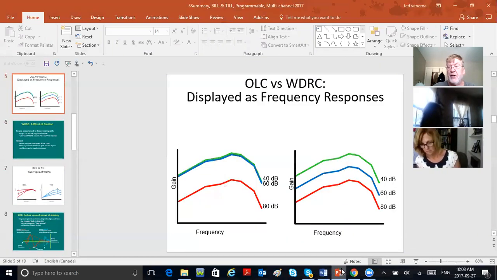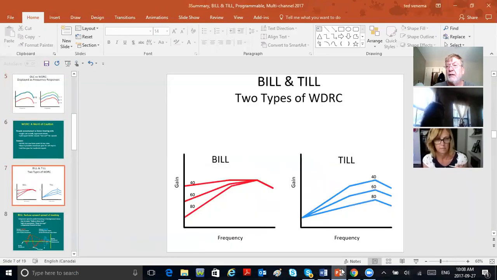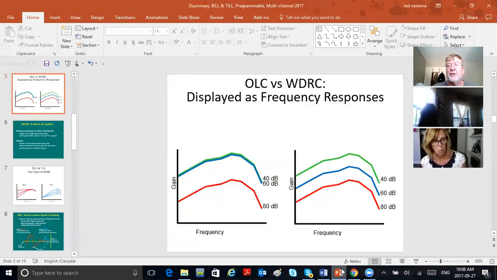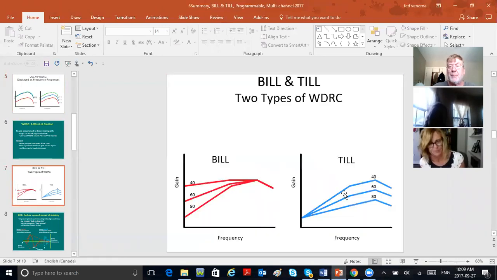And compare figure 5-10 to figure 5-9, and that was simply this over here, comparing this figure 5-9 in my textbook to figure 5-10. Okay, Bill and Till compared to WDRC on the right. This stuff is happening all across the frequencies with straight WDRC, and with Till WDRC, it's happening in the treble, and with Bill, it's happening in the bass.